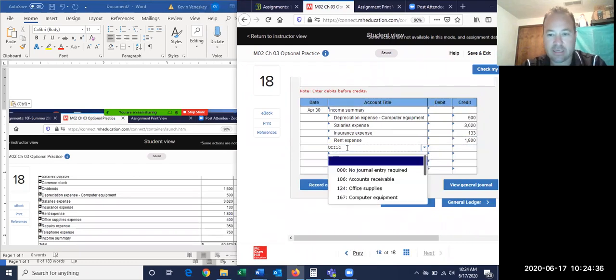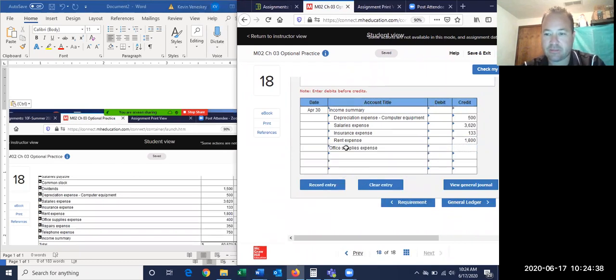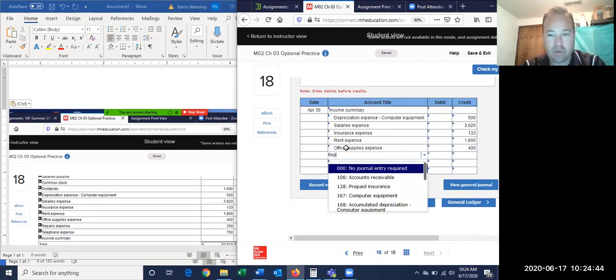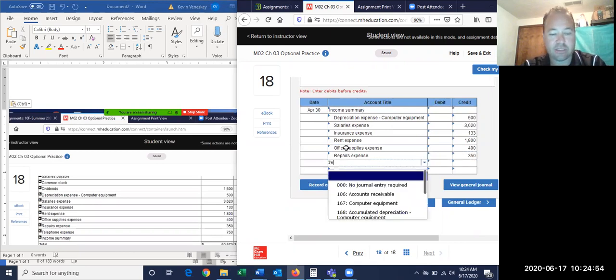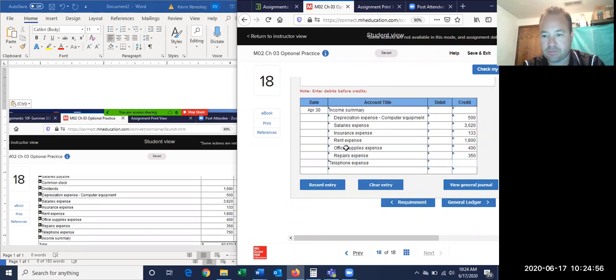More office supply expense. We need to get rid of that with a credit of 400. Our expense, 350. And finally, our telephone expense for 750. We need to add all of these up.